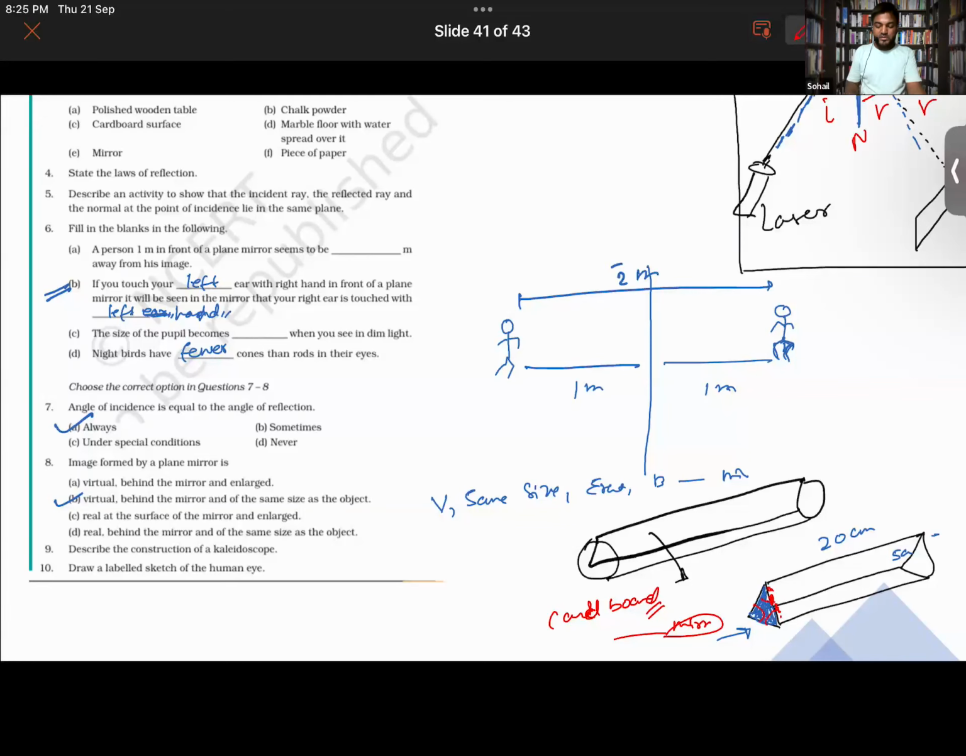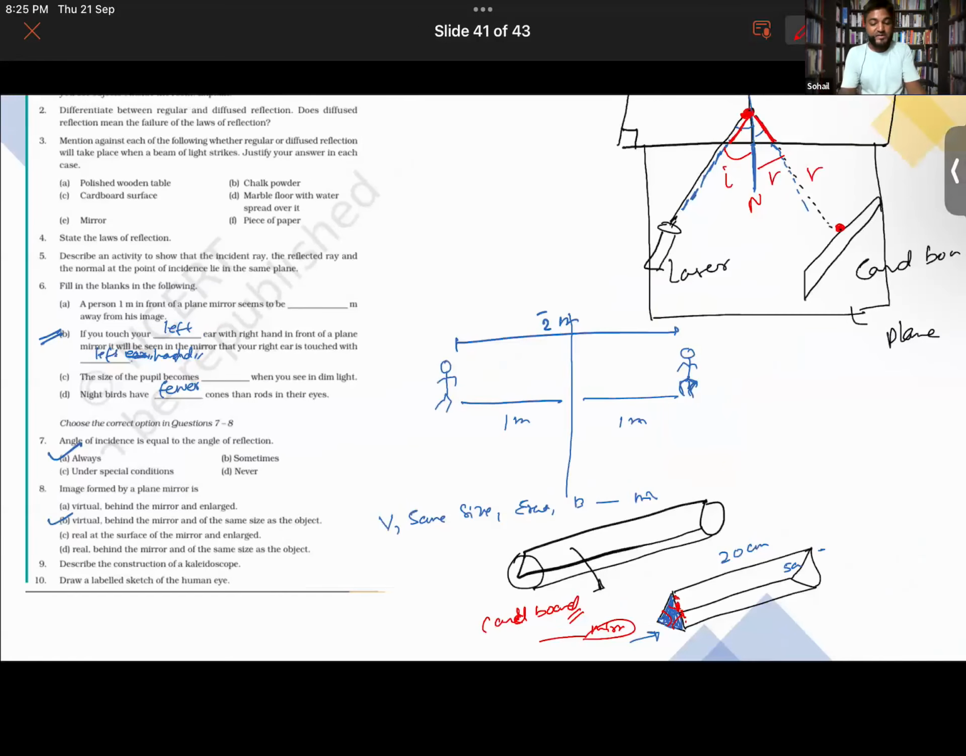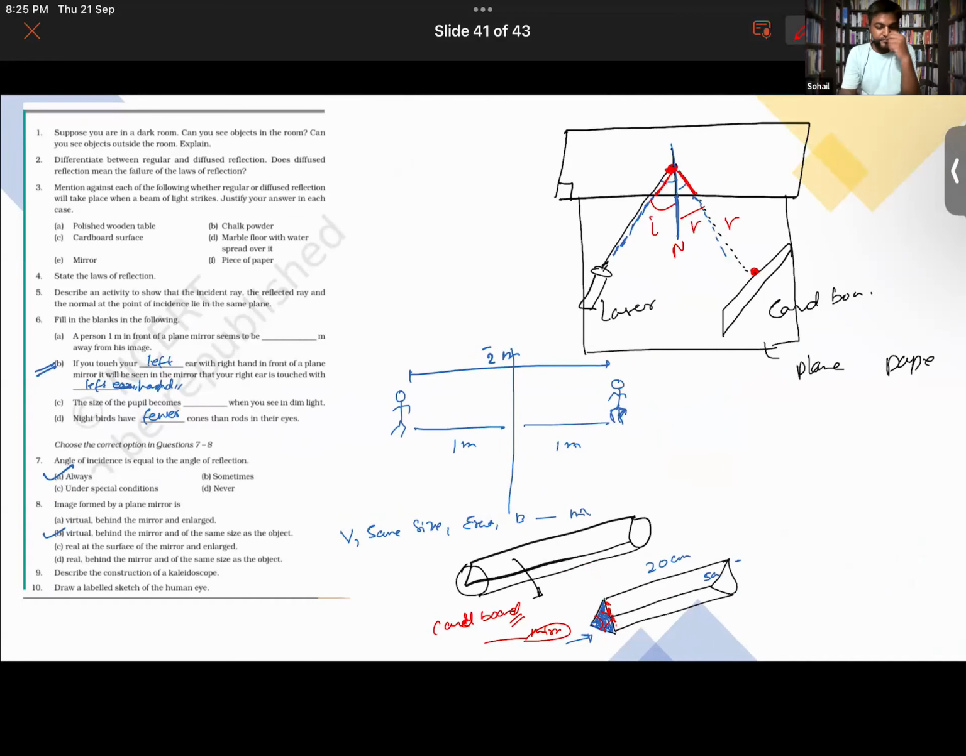So once the light gets reflected from the bottom of this structure here, lights will be getting reflected and colorful patterns will be observed. Getting it now? Yes, sir. Okay. And once you have done it, you will place it here inside the cylinder.